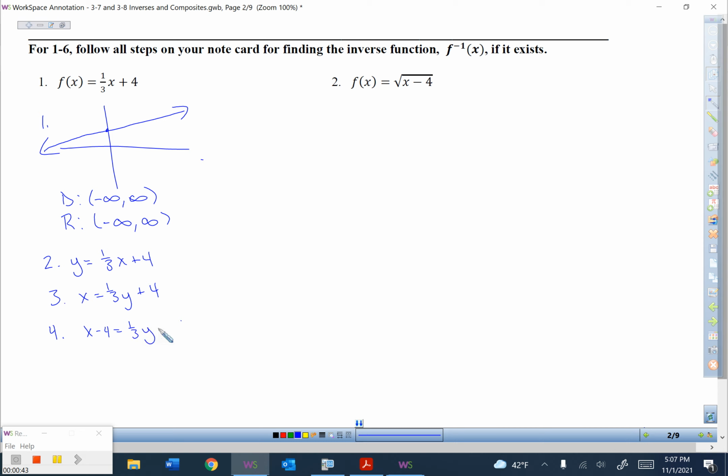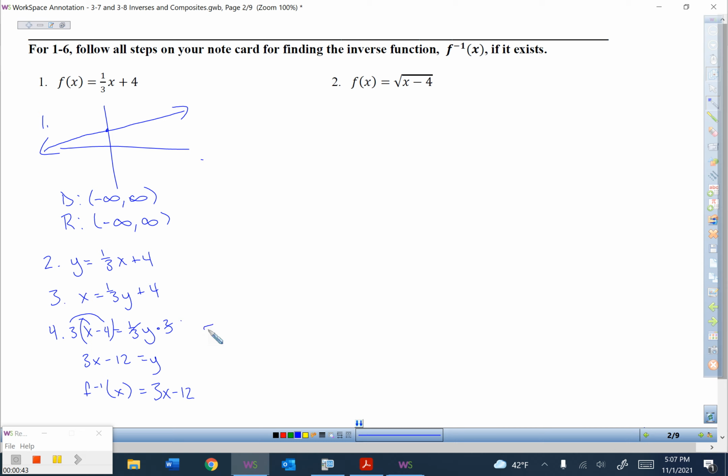To get rid of this 1/3, we want to times by 3, but making sure we do that to the whole thing on the left. So this would be 3x minus 12, distributing that 3 through, equals our y. It does say on this same step we want to change this to the inverse notation for a function, and so that's the -1 power here. That just says the inverse of f of x. And that's our 3x minus 12.